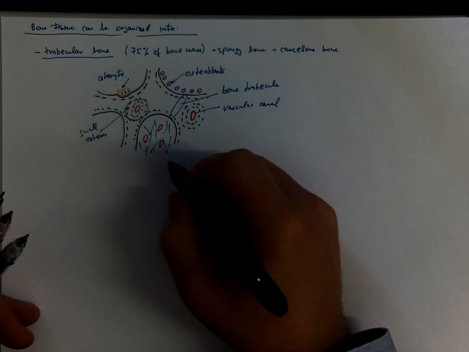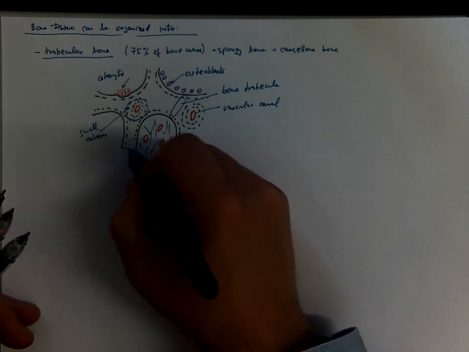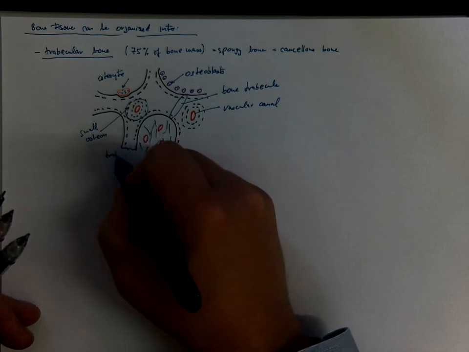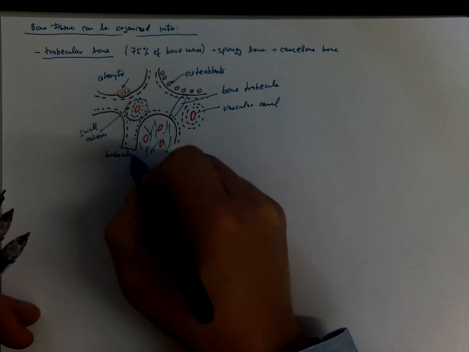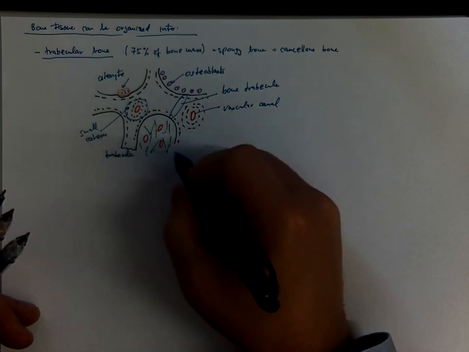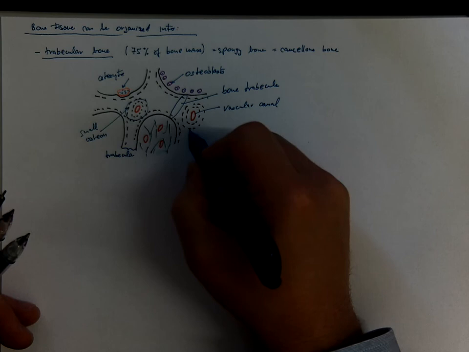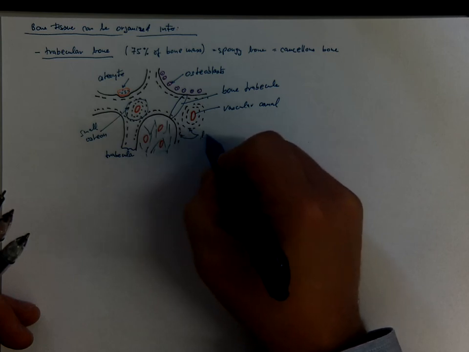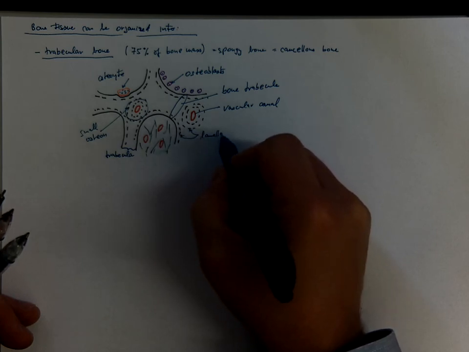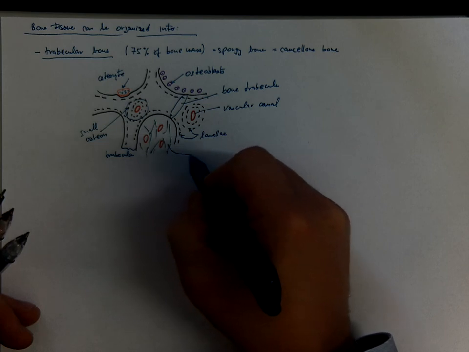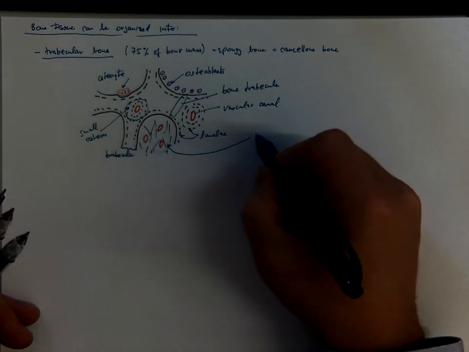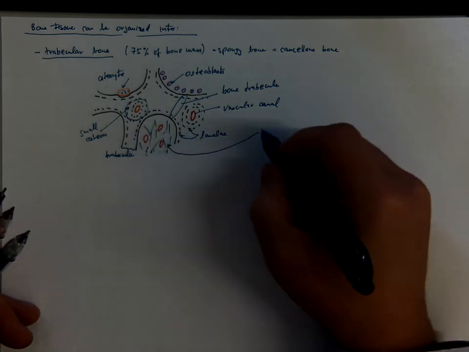And here is another trabecule, or trabecula. Here are the lamellae. And this is bone marrow. There are bone marrow cavities.